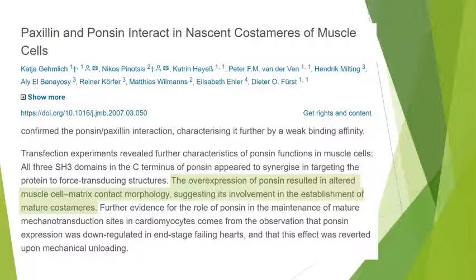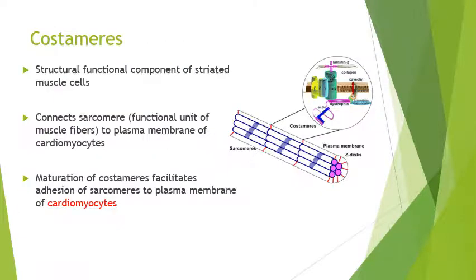So, what exactly are costameres? Costameres are a functional component of striated muscle cells, and their functional importance is to connect your sarcomere, which is a functional unit of muscle fibers, to the plasma membrane of cardiomyocytes. So the maturation of costameres facilitates the adhesion of sarcomeres to the plasma membranes of cardiomyocytes, which are your heart cells involved in heart contraction.